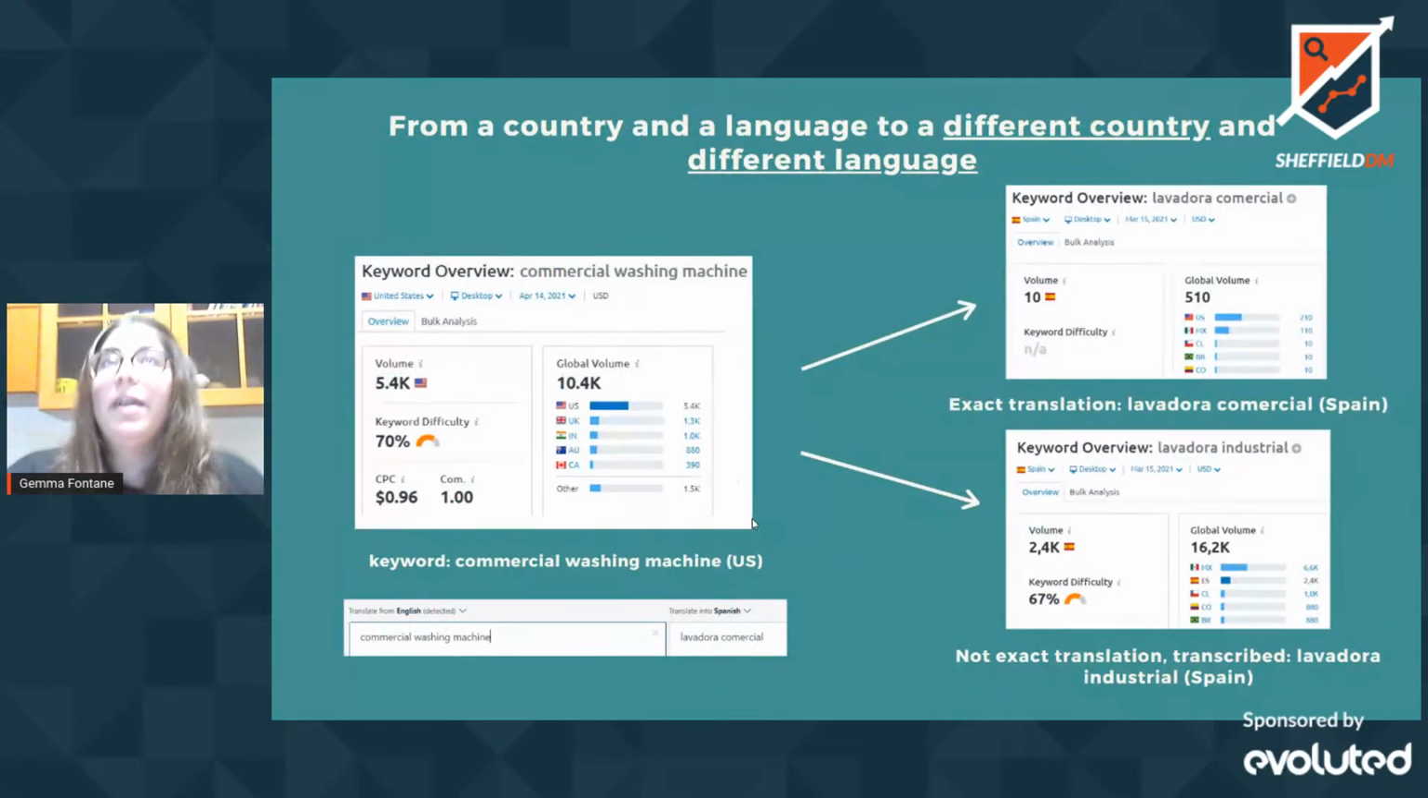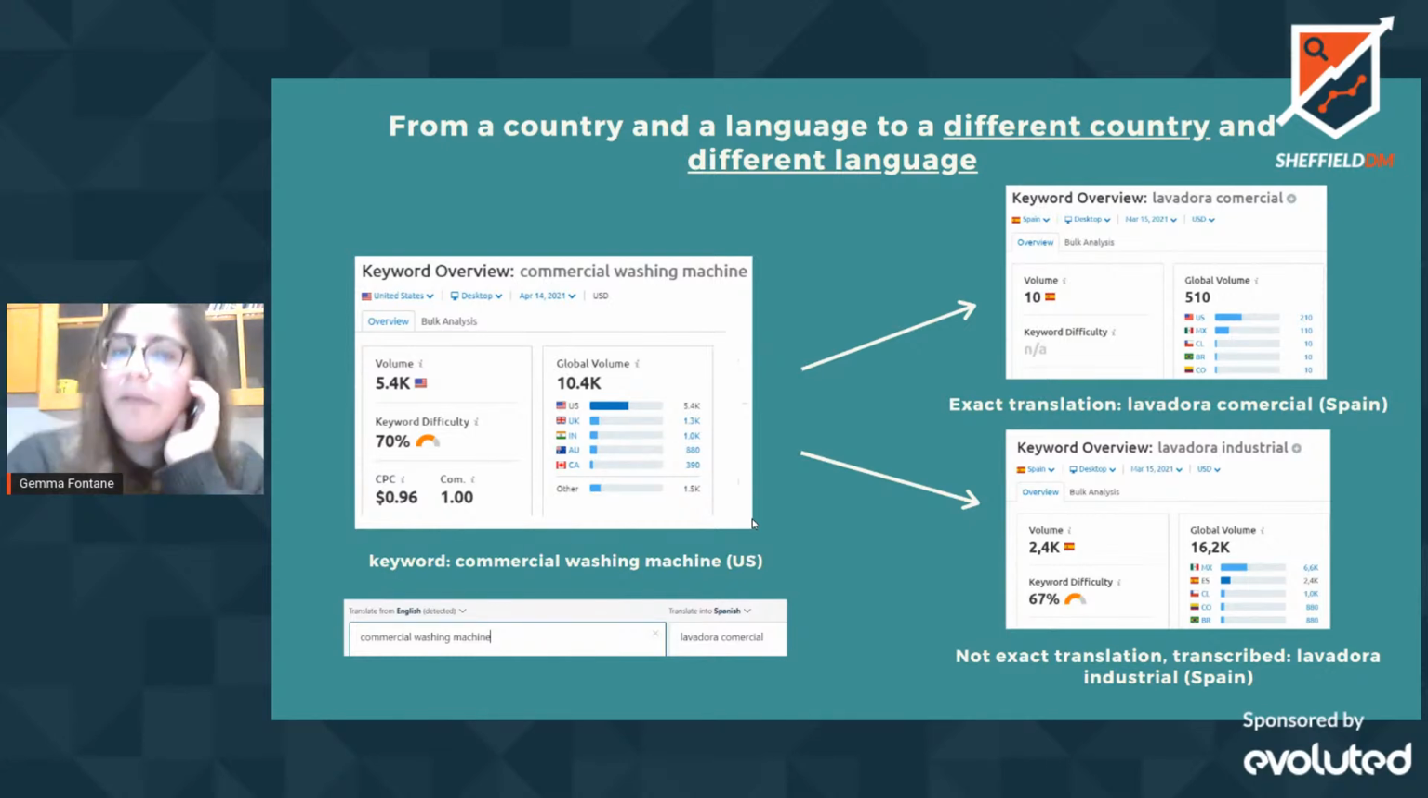First of all, one case that we can face when doing an international strategy is when we are in a country, for example in the US or in the UK, and we want to do an international SEO strategy in Spain. We want to sell our product in Spain because here in the US or in the UK, it's really working. So we sell commercial washing machines, and we say, okay, let's use the translator, because there are good online translators such as DeepL, that help you to translate your content.